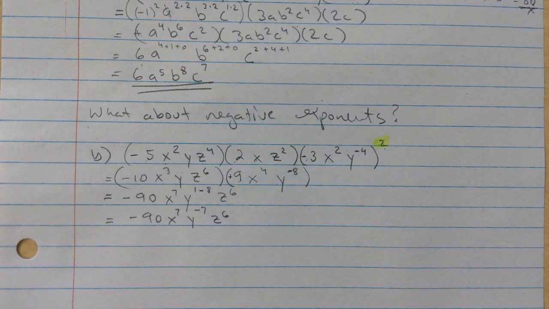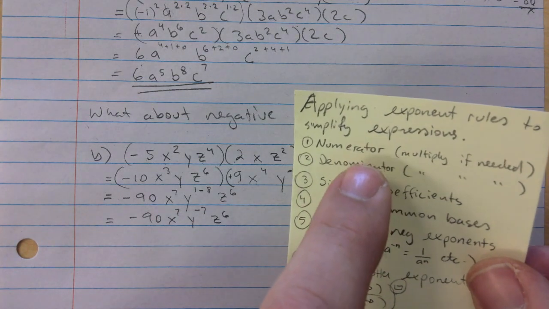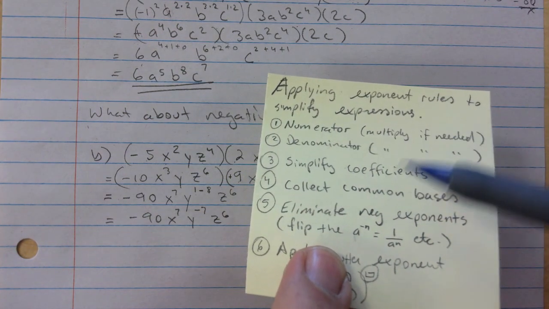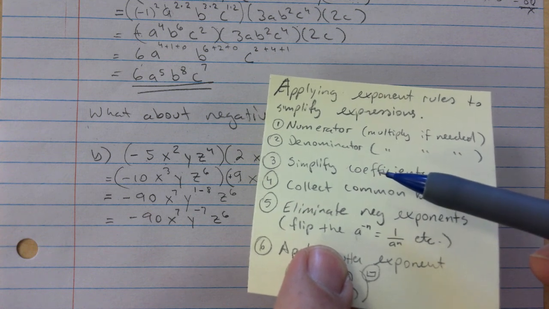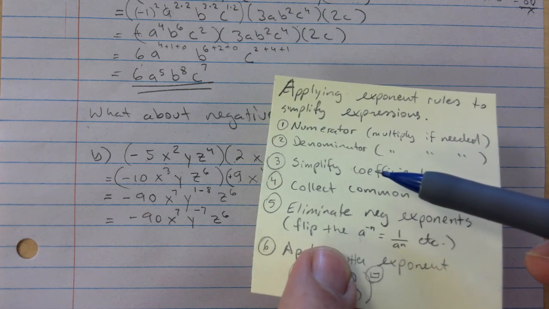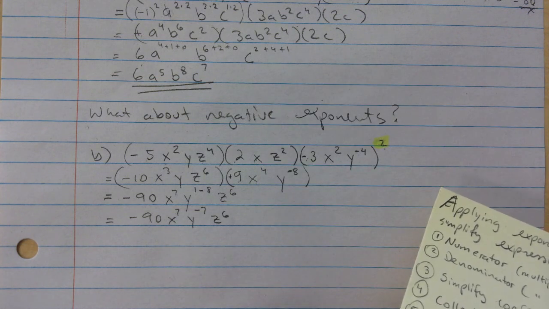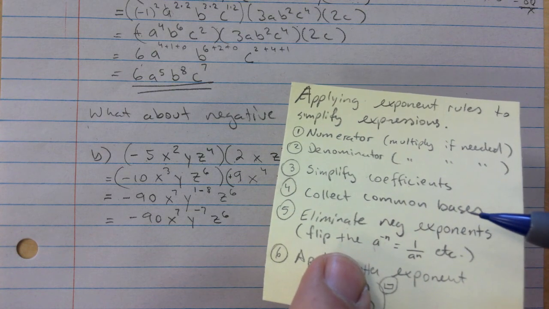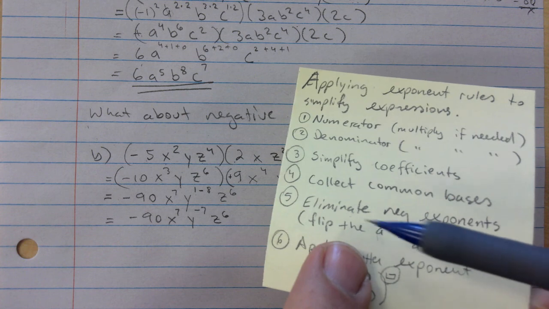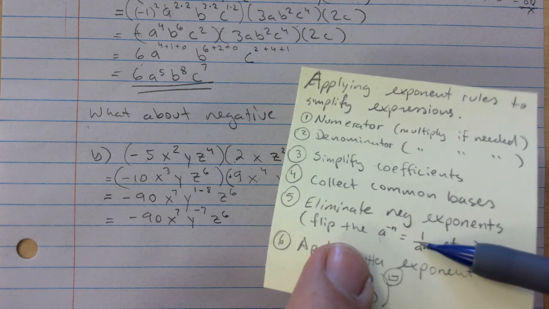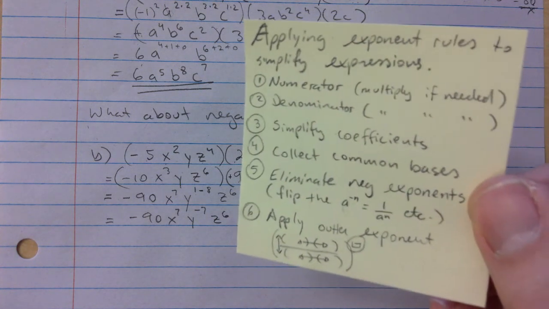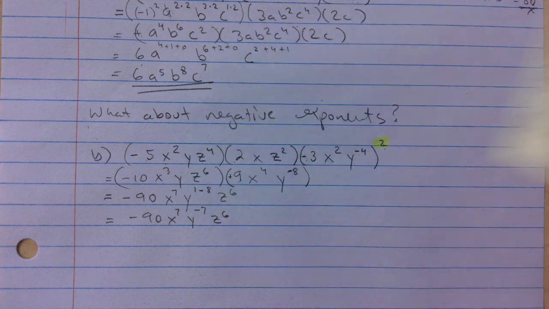And I don't know if you remember my steps here. We don't have numerator denominator, so we basically just stick to the numerator. We don't need to simplify coefficients. Yeah, I will check in a bit. Hold on, Lance. Collect common bases, we don't need to do that, but we need to eliminate negative exponents, right? We need to get rid of that. Apply outer exponent. We don't need that because it's not happening just yet. So these steps are there if it's needed, okay?